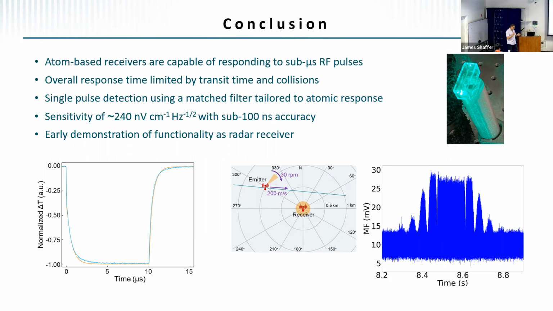The atomic response actually shapes the pulse. It makes this different than what you would get from an antenna. And you have to take that into account to optimize the system. You have to look and see how the atoms respond to our pulses, not how an antenna responds to our pulses. So with that, I'll conclude and thanks.